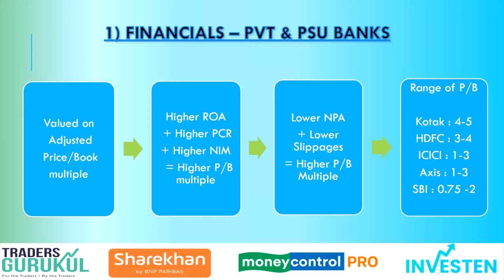Over the past 10 years of my investing journey, I have observed that some banks which have been mentioned on the right side of the slide, like Kotak Mahindra Bank, HDFC Bank, ICICI, Axis, and SBI, usually trade within a range of a price to book multiple. So, if we can figure out the lower and upper boundaries of the range, we can time our buying and selling decisions in a better manner.